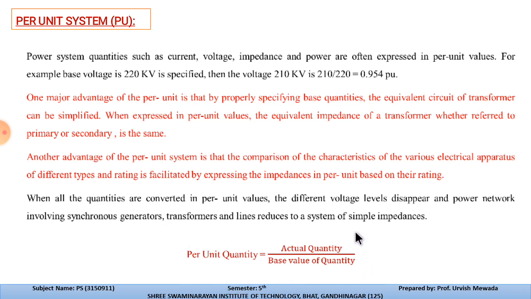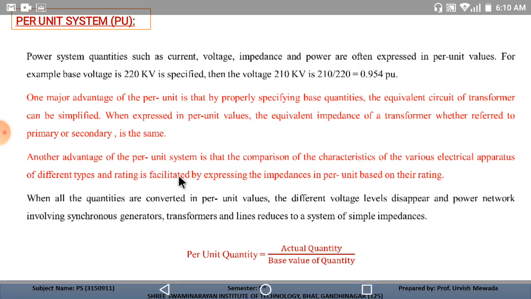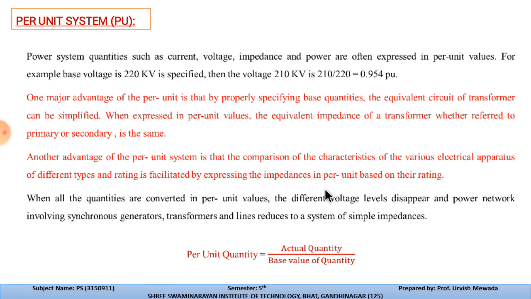So the main advantage of this per unit system is we can have the base voltage, and from that we can differentiate the impedance value or the reactance value using the per unit voltage system that we use. From that we can easily show the impedance in per unit based on the ratings of the system, and we can solve the complex network using the per unit system.